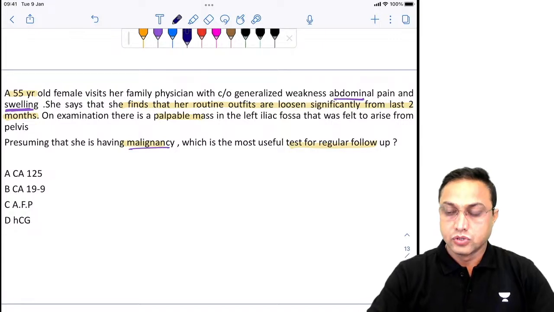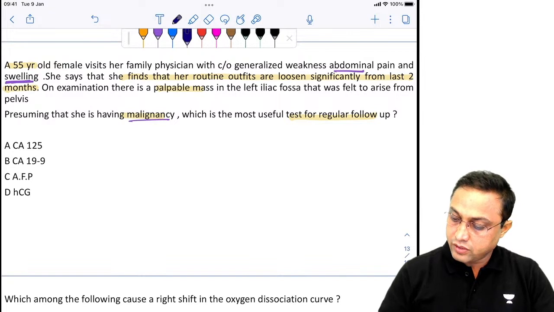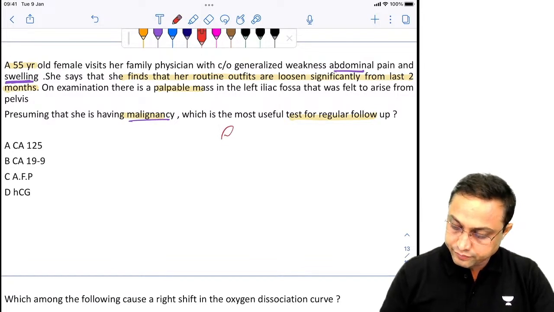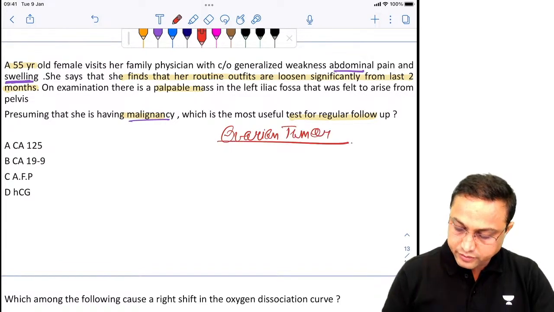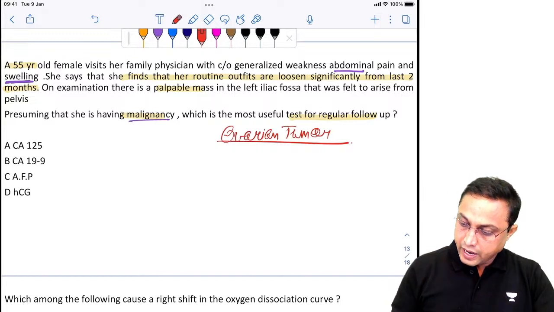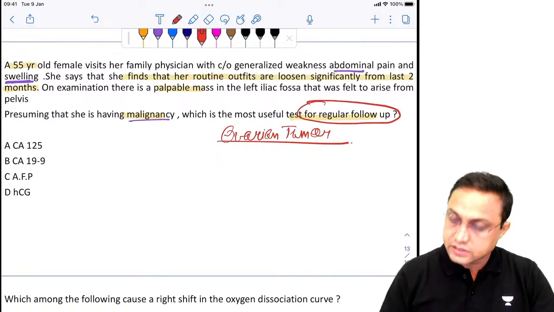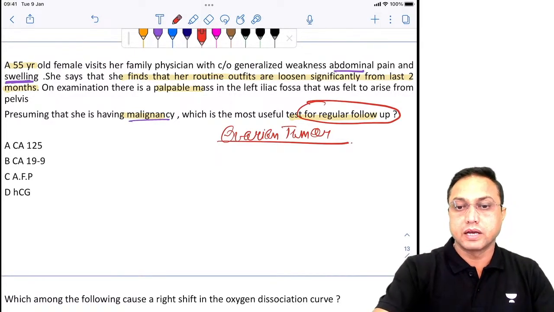Anyone? So guys, this lady is likely to have an ovarian tumor. Ovarian tumor, likely to have an ovarian tumor, right? And they are asking us if this lady is... Yes, Nihar, I agree with your point, and Ashi, I totally agree with your point, and I appreciate your answer.